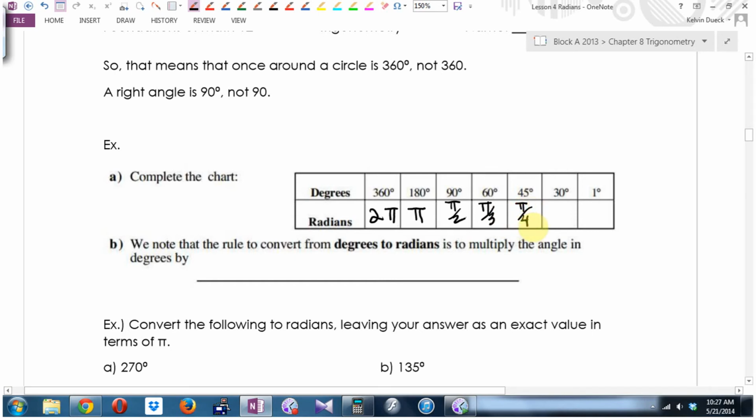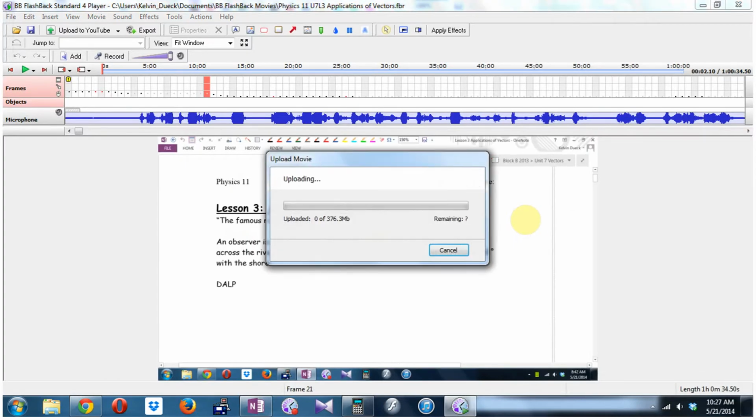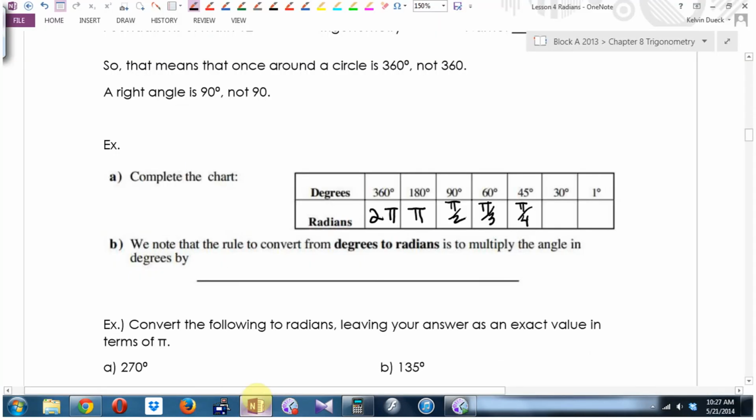I'm going to show you a way that you don't have to memorize these in a second, but for now, I'm also going to show you how you can derive it. 30 degrees. Colin, you're right, because it's 1/6 of 180. The one I always come back to, I memorize pi and 180 are the same. And because lots of numbers go evenly into 180, I can figure out a lot of angles in radians. Pi by 6. 1 degree. How many ones go into 180? It's pi over 180.